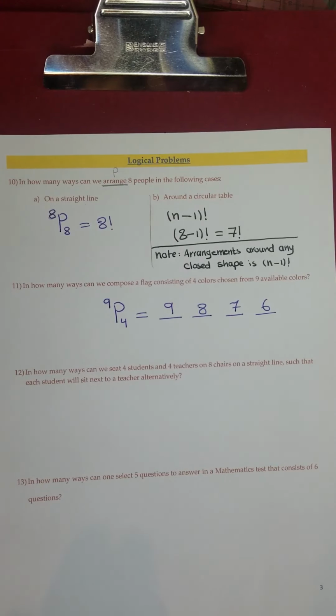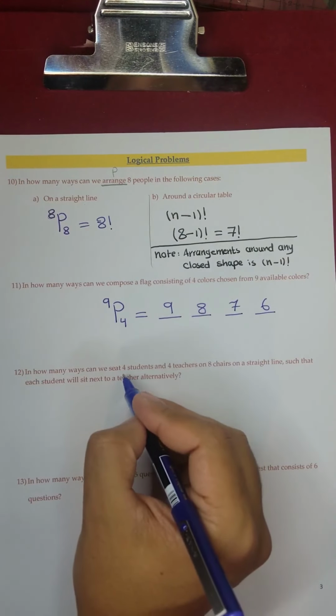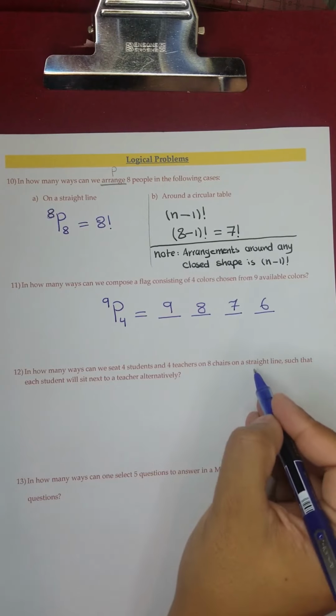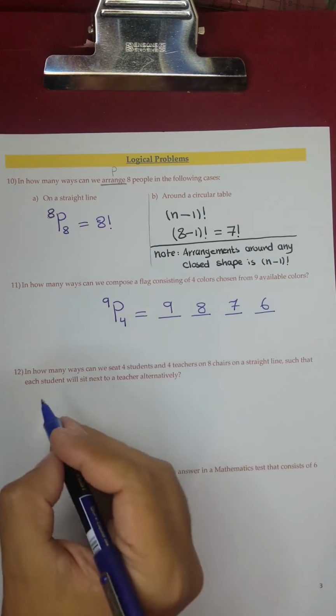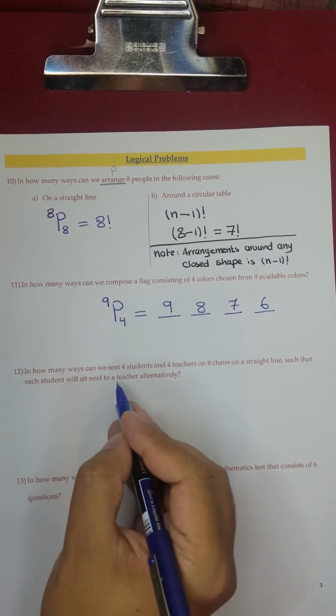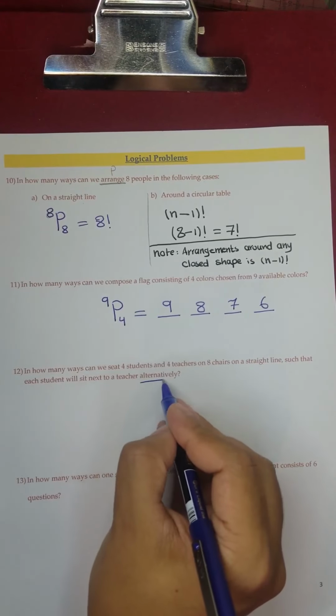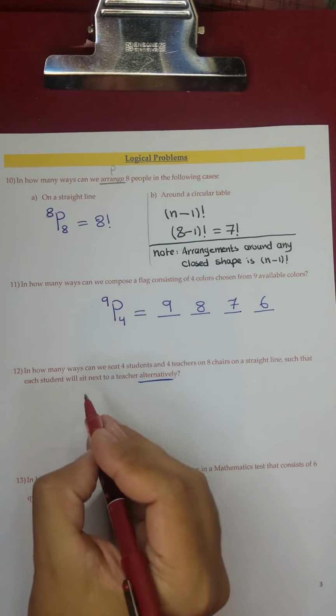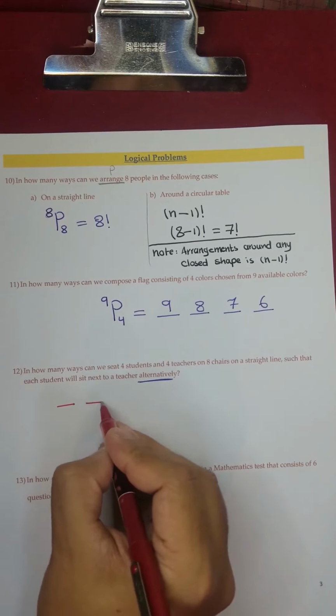All right, so let's continue. This question: In how many ways can we seat 4 students and 4 teachers on 8 chairs on a straight line, such that each student will sit next to a teacher alternatively? This question looks like the previous question. Let's draw it. I have 8 chairs.